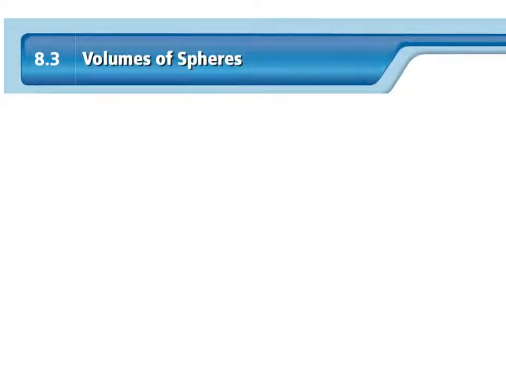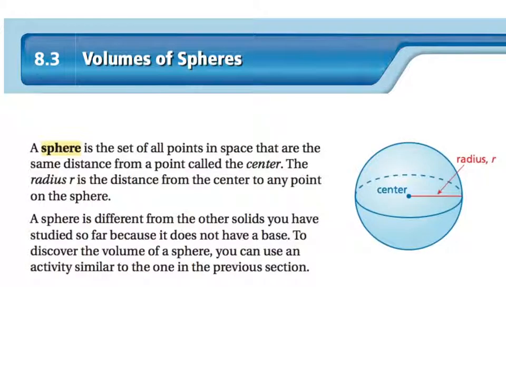All right, section 8.3 covers volume of a sphere. First, let's look at what actually a sphere is. A sphere is the set of all points in space that are the same distance from a point called the center. Anywhere in space, 3 dimensions, anywhere around that center, the radius r is the distance from that center to any point. That is what makes a sphere. A sphere is different from other solids you have studied because it does not have a base.